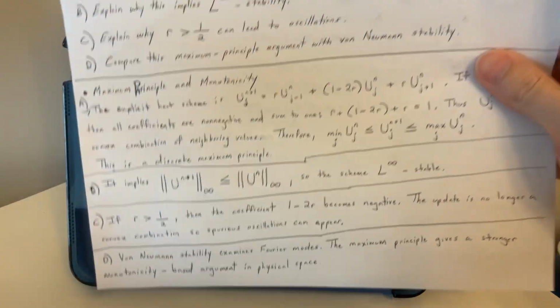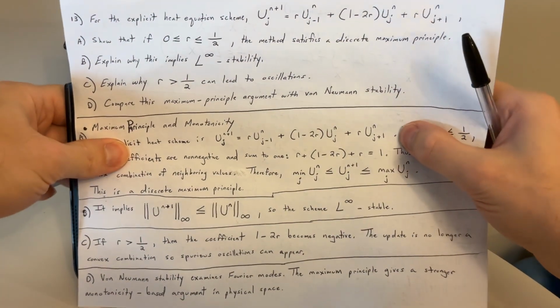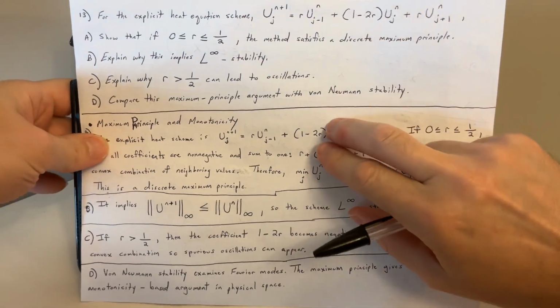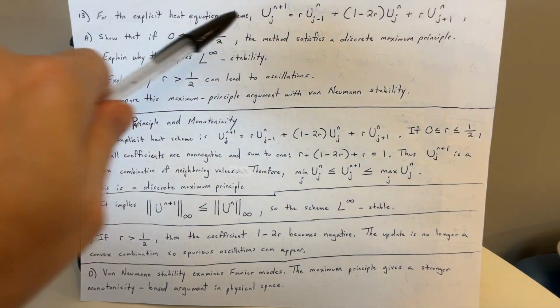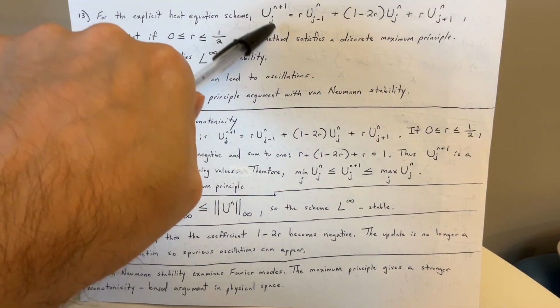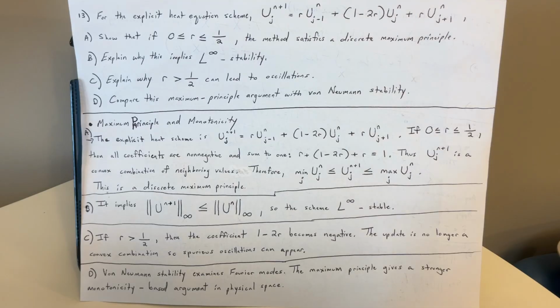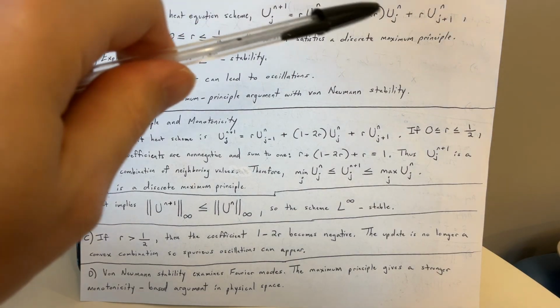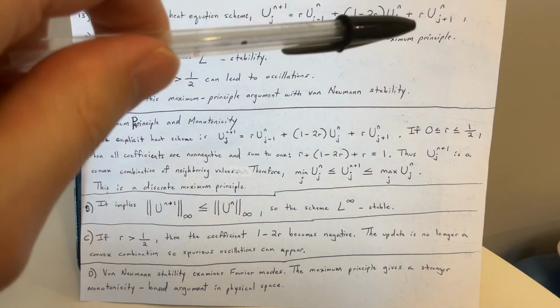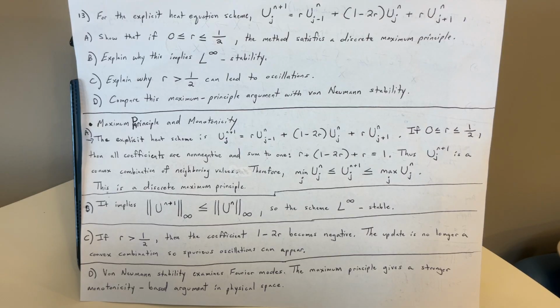Last one, number 13. So for the explicit heat equation scheme here, this is what we're given. U sub j to the n plus 1 equals r u sub j minus 1 to the n plus quantity 1 minus 2r u sub j to the n plus r u sub j plus 1 to the n. Parts A, B, C, D, respectively.